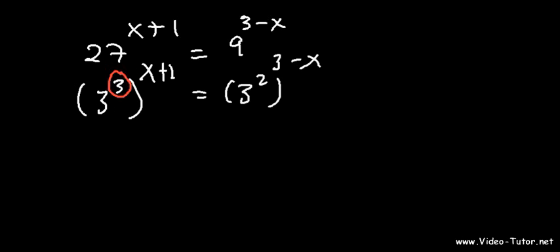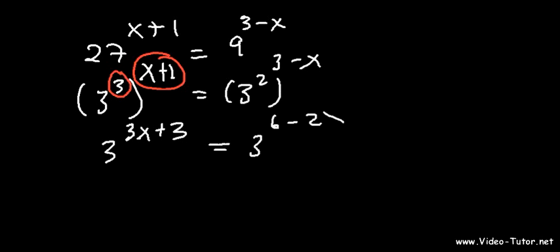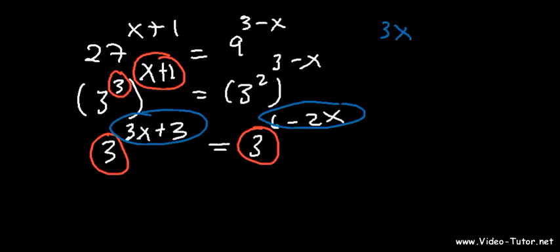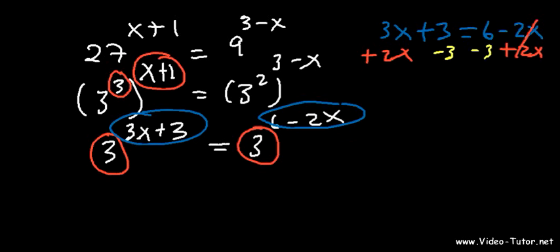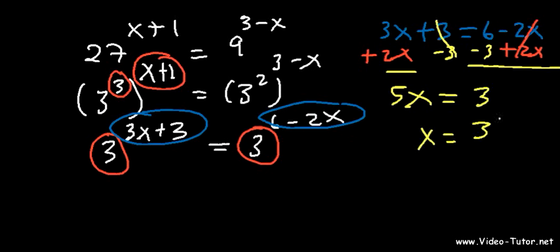Now, when you raise one exponent to another exponent, you can multiply it. Or you should multiply it. And so it's going to be 3x plus 3. You got to distribute the 3. And 2 times 3 minus x is 6 minus 2x. So now that the bases are identical, you can now set the exponents equal to each other. So 3x plus 3 is equal to 6 minus 2x. So let's add 2x to both sides. And let's subtract 3 from both sides. So 2x plus 3x is 5x. And 6 minus 3 is 3. So x is 3 over 5.